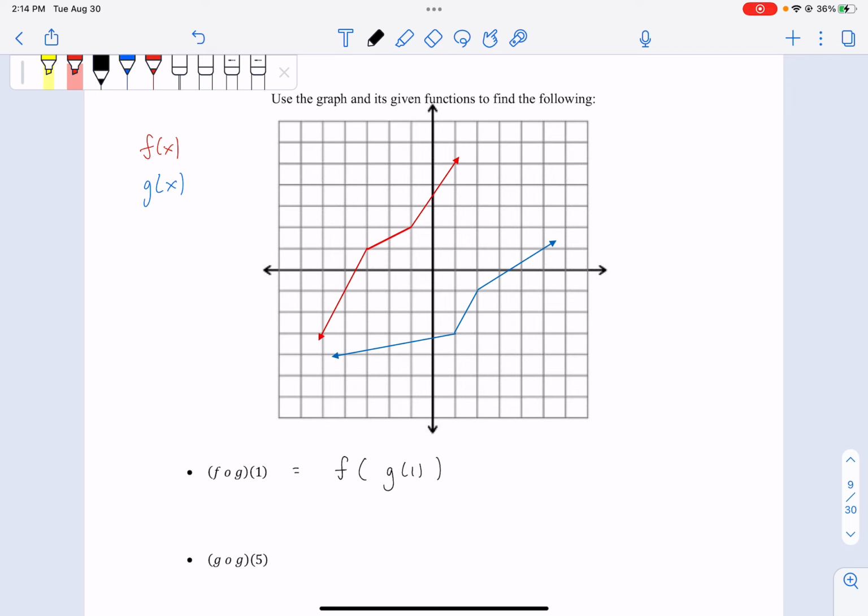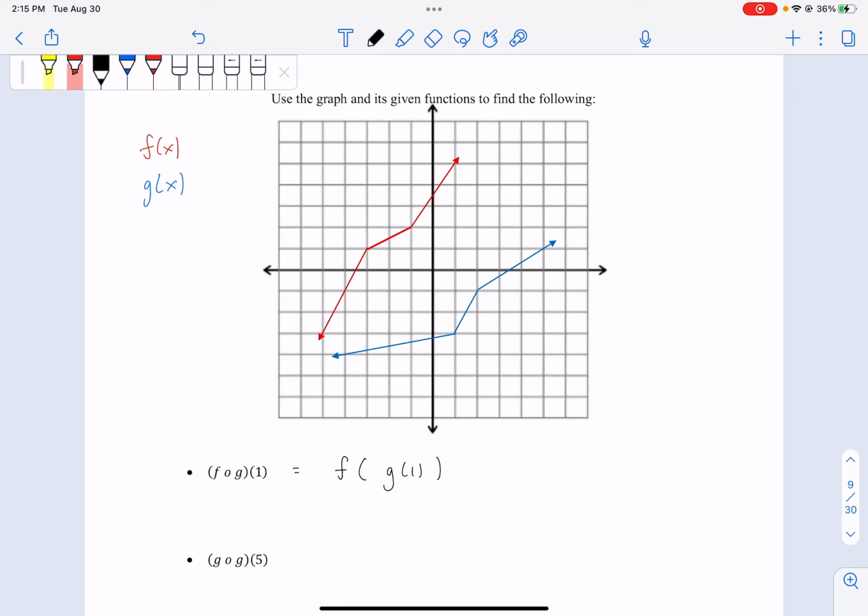I don't know why this notation came to be, but I guess it's just to save space and maybe to cause less confusion, although to me it's pretty confusing. So all we have to do is take the g of 1, put it inside the f, like I said earlier, and we can do this slowly. So let's go find what g of 1 is.